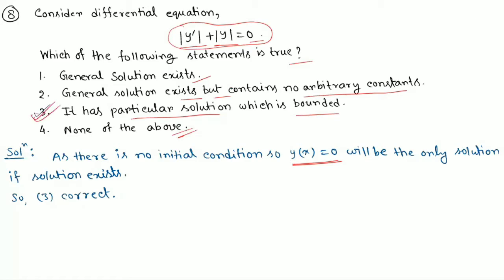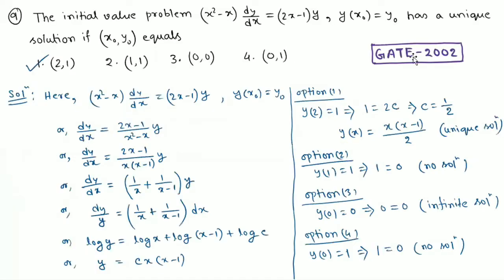Now question number 9. Question number 9 is the initial value problem x square minus x dy dx equals to 2x minus 1y. Okay, and the initial condition is y(x0) equals to y0. It will have a unique solution if x0 y0 equals. We have to find out the point x0 y0 for which we will get a unique solution. Okay, and 4 options are given. Let's see the solution. This is our given differential equation.